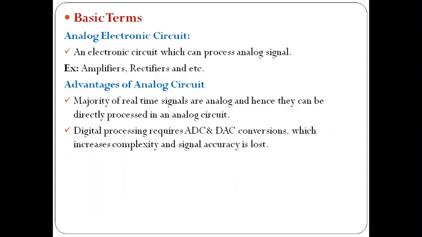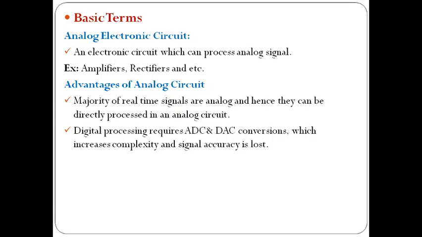First, we'll know what is an analog electronic circuit or analog circuit. An electronic circuit which can process the analog signal. Digital circuit means which can process the digital signal. Otherwise, you can say a circuit whose input and output signals are analog, then that circuit is called an analog circuit.